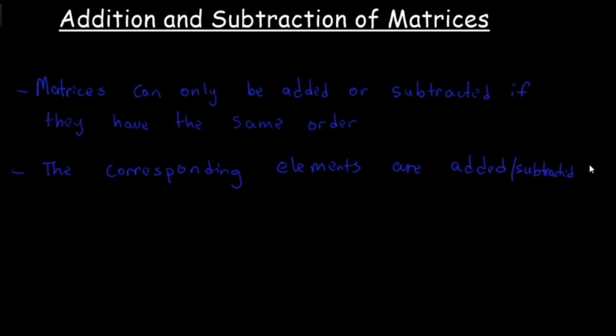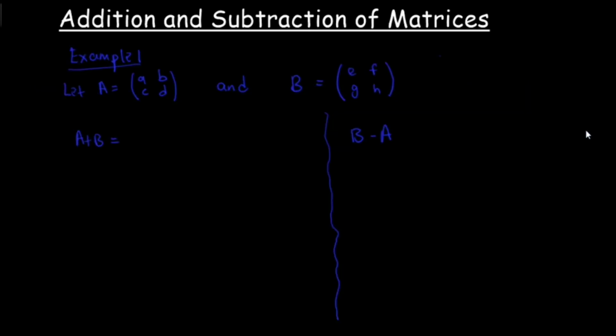Another key thing to note is that we add the corresponding elements. So we add or subtract the corresponding elements. All right, so example 1. Let A equal to [a, b; c, d] and B equal to [e, f; g, h]. Now we want to find what is A plus B.